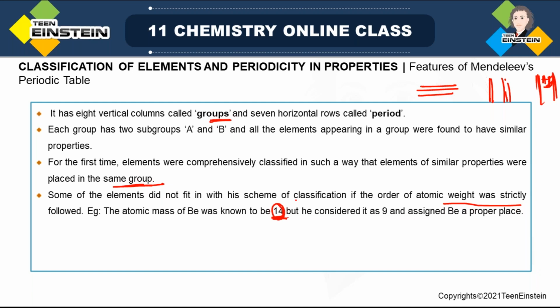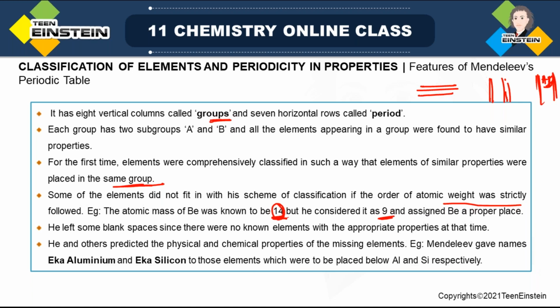So to match this classification, what he considered as 9, he had to do so, to fit in the proper place. So that is one example. And also, he left some blank spaces because there were no known elements with the appropriate properties at that time.